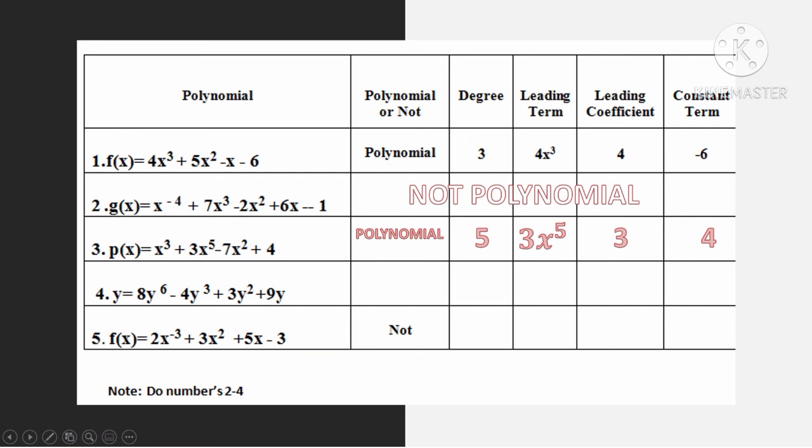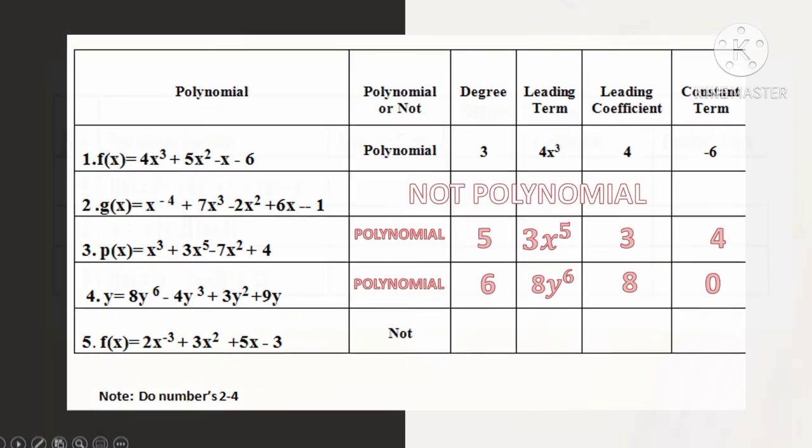Okay, so I think you are done. Check out your answer if your answer is correct. So we got polynomial. The degree is 6. 8y to the power of 6, which is the leading term. Leading coefficient is 8 and the constant term is 0.